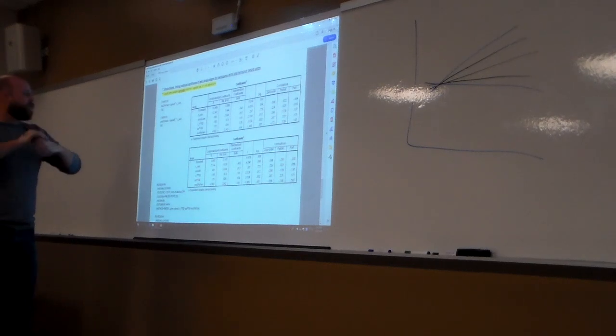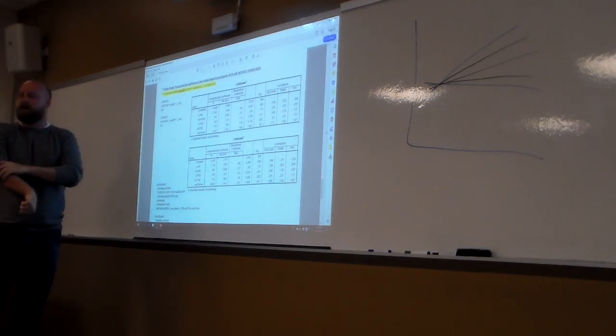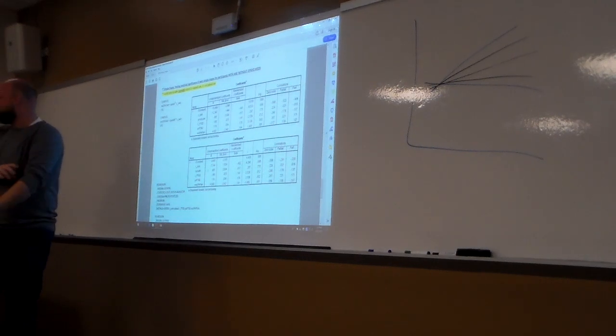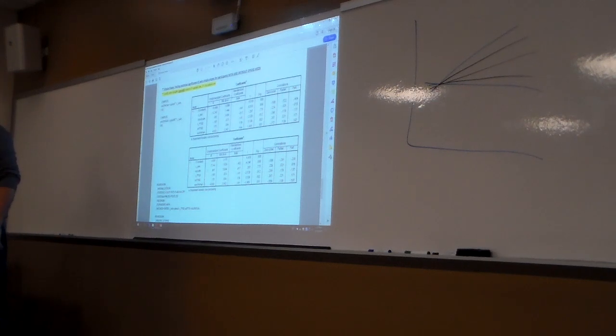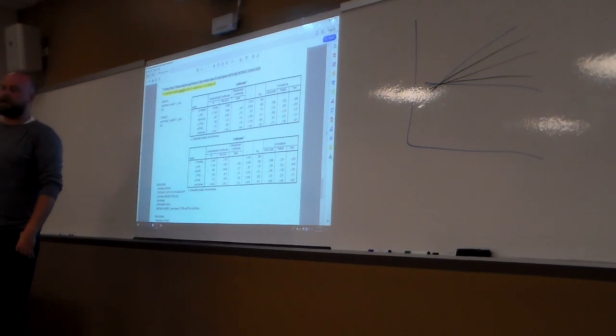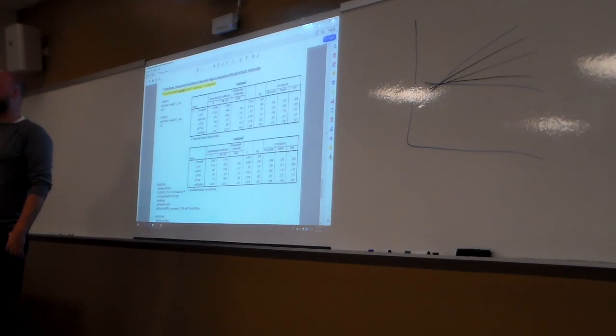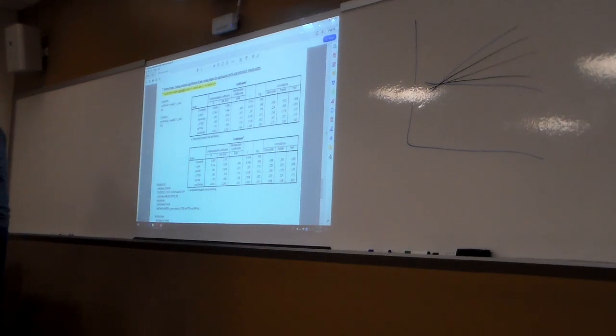Laura, can you tell me what am I doing with this? Why did I reverse code that opiate use, and why am I using my dummy codes instead of my centered opiate use variable to look at the simple slopes here? I guess you think it has something to do with zero being a meaningful thing, a limiting constant, and that's why each of the groups is going to be 0. They're both 1. Right on.